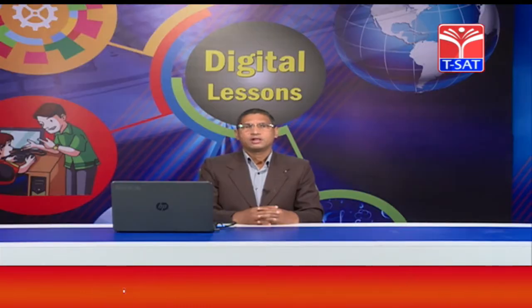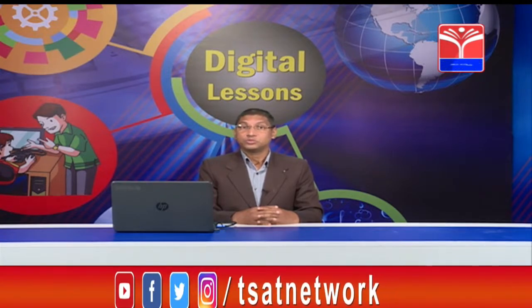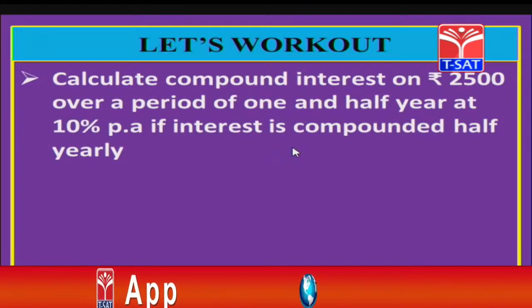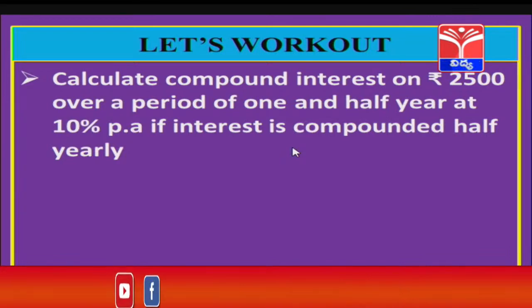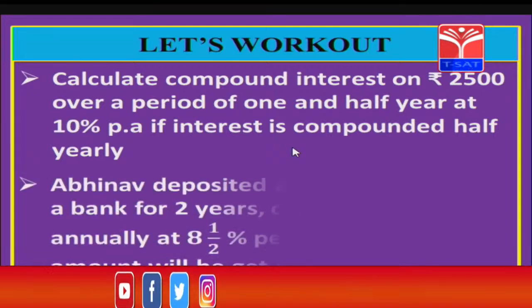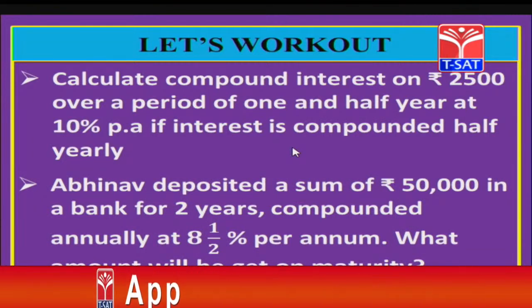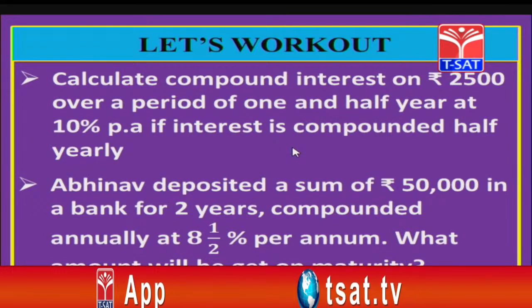So, children, I am going to give you some problems to work out at home, and after solving them you show them to your teacher. Calculate compound interest on 2,500 over a period of 1.5 years at 10% per annum if interest is compounded half yearly. Abhinav deposited a sum of 50,000 in a bank for 2 years, compounded annually at 8.5% per annum. What amount will he get on maturity?